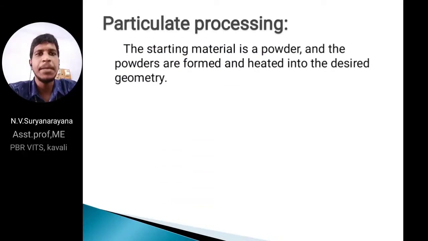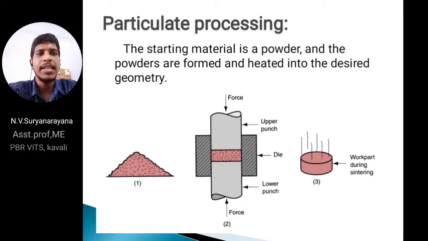Next, particulate processing. The starting material is in the form of powder, and the powders are formed and heated into the desired geometry. That means the starting material is the powder. That powder can be heated and changed according to our requirement. That is particulate processing.